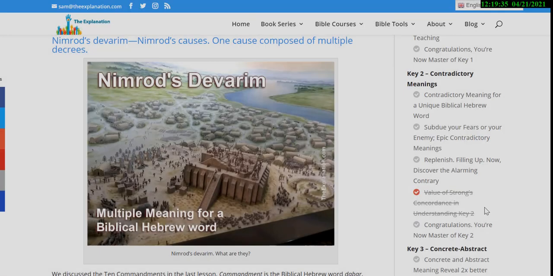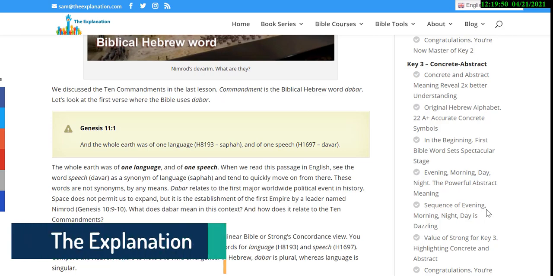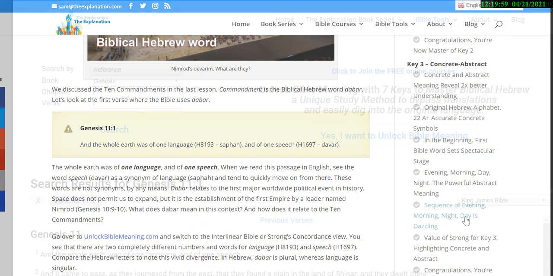Nimrod's Devarim, Nimrod's causes, one cause composed of multiple decrees. We discussed the 10 Commandments in the last lesson. Commandment is the biblical Hebrew word dabar. Let's look at the first verse where the Bible uses dabar.